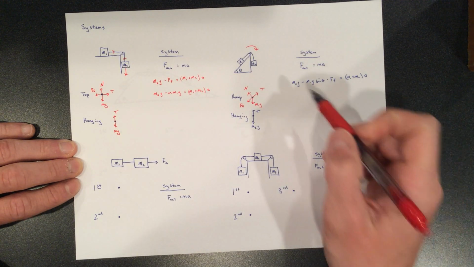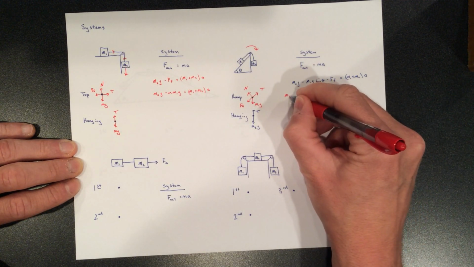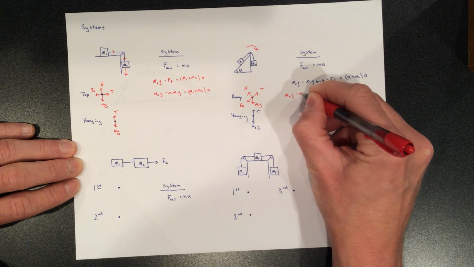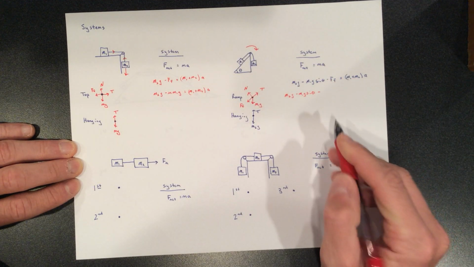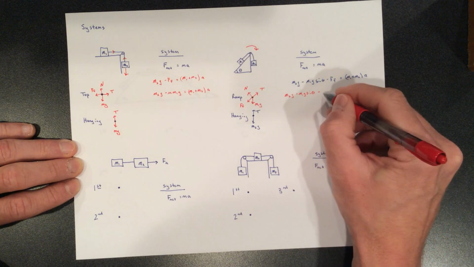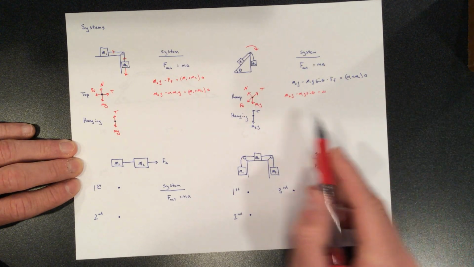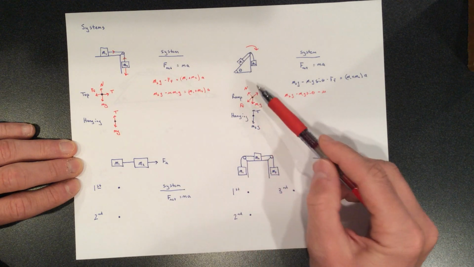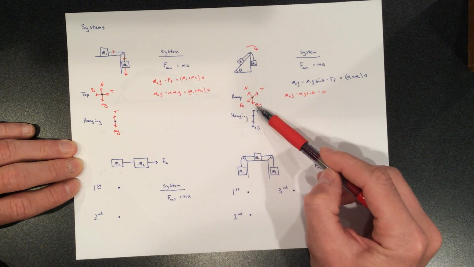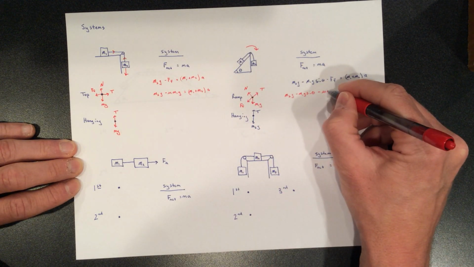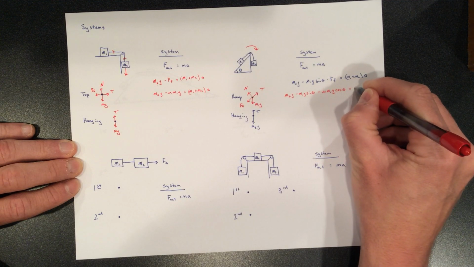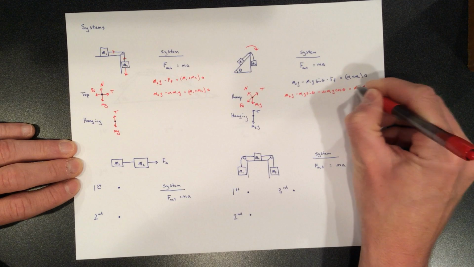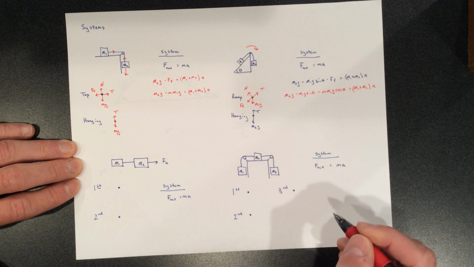And we're going to do the same thing over here. This is m2g minus m1g sine theta, and then what is the force of friction? The force of friction is mu times the normal force. Well, what's the normal force? And again, go back to the previous video. The normal force equals m1g cosine theta. And that equals (m1 plus m2)a.